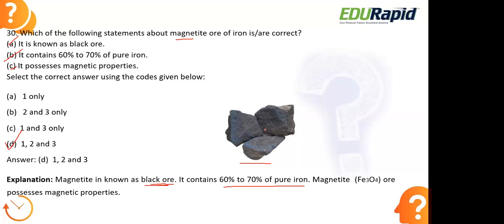Okay, so in this magnetite there will be about 60 to 70% of pure iron. Magnetite, that is Fe3O4, is a molecular formula of an ore which possesses magnetic property, right? So when we are looking at these statements, it is also known as black ore, and it consists of 60 to 70% of pure iron. It possesses magnetic property. Iron, we know, gets easily attracted to a magnet because it has some magnetic properties. Okay, so all these statements are true according to the magnetite here.